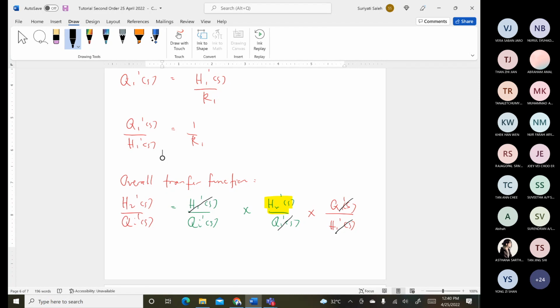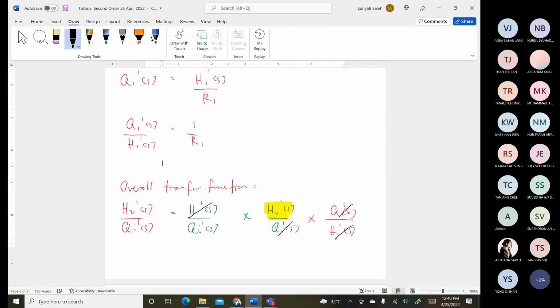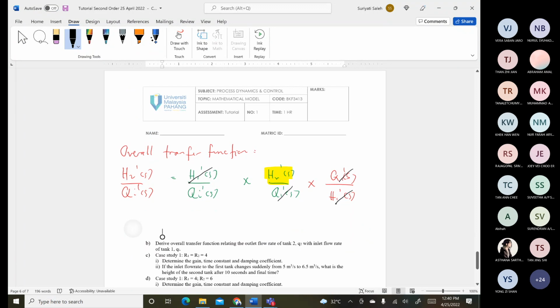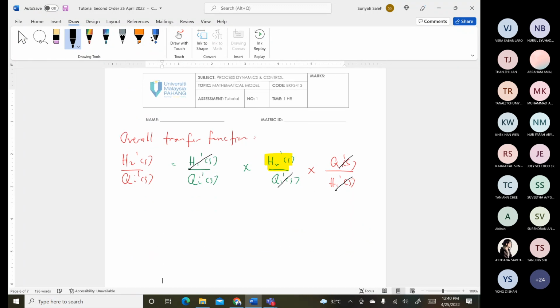Since this one can be used as your transfer function, in the end we need to include the transfer function, where we know that H2 prime S over Qi prime S equals H1 over Qi, which is R1 A1 over R1 A1 S plus 1, multiplied with H2 over Q1, which is R2 A2 over R2 A2 S plus 1.